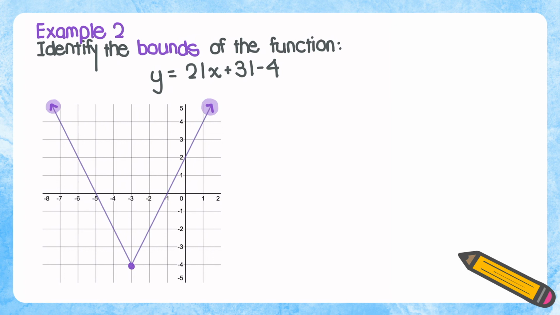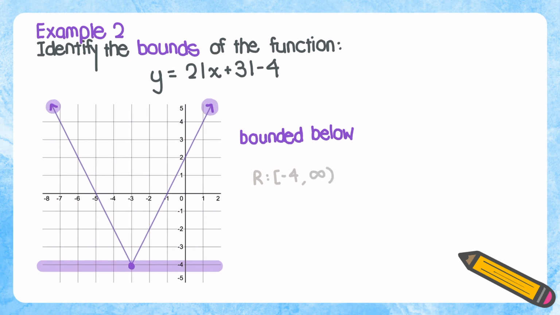But there's a low point. We can't go below the line y equals negative 4. So in this case, this function is bounded below. So this line right here is my lower bound. Anything lower than that is out of bounds. And let me also write the range. We go from negative 4 all the way to positive infinity. Again, there's a connection between boundedness and your range.